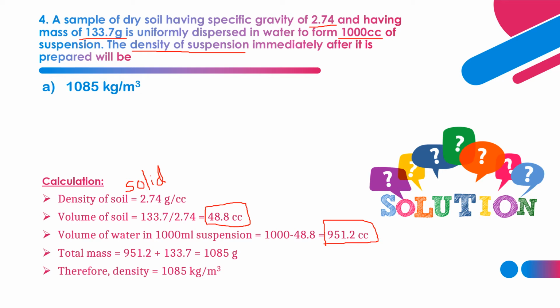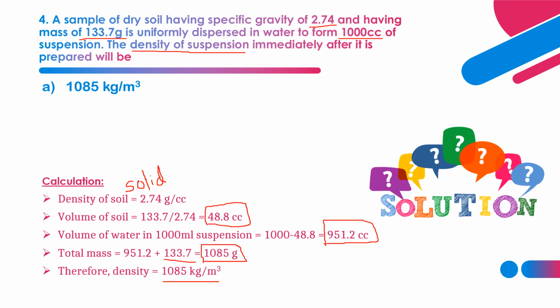Then what is the total mass? Mass is nothing but 951.2 plus 133.7. 133.7 is the mass of dry soil we are putting into the suspension. So total mass becomes 1085 gram, and converted to kilogram per meter cube, that is density, it is nothing but 1085 kilogram per meter cube. So that's all about the calculation. It's one of the simplest ones.